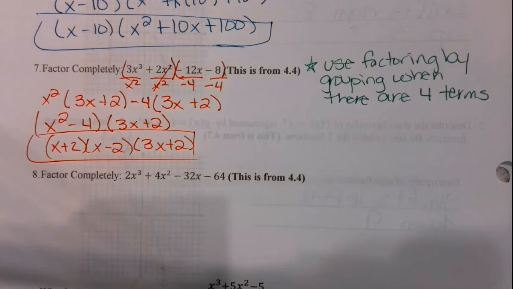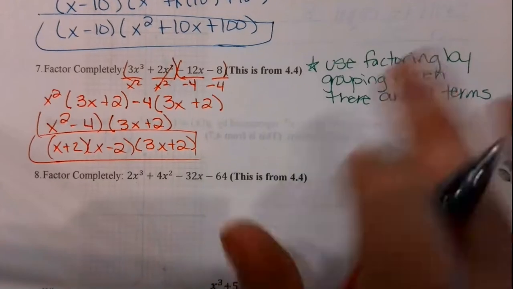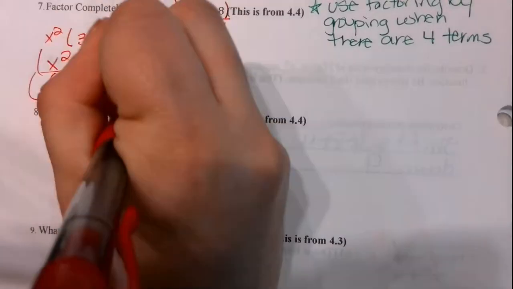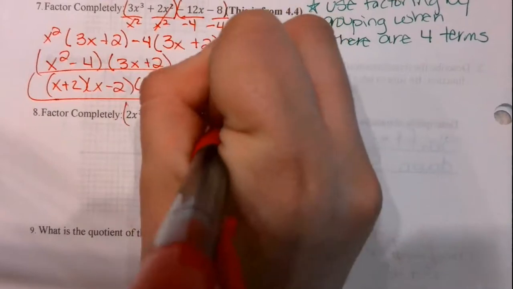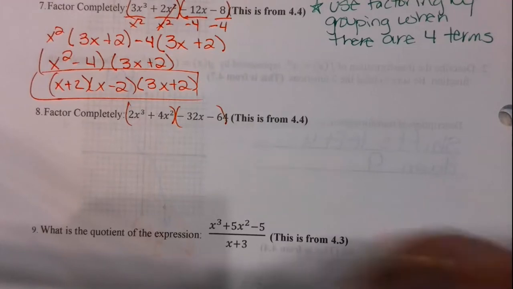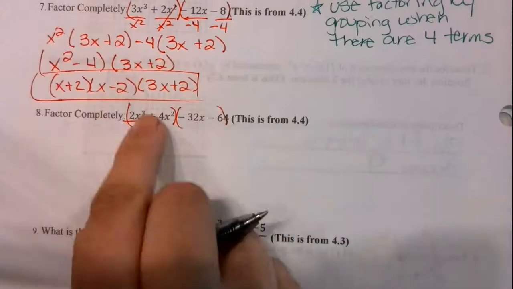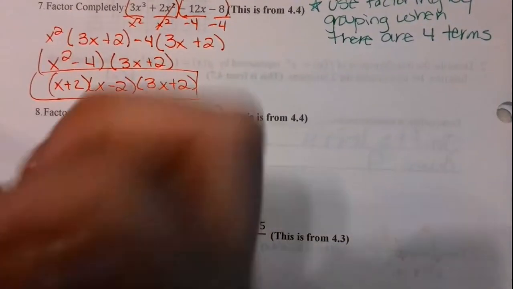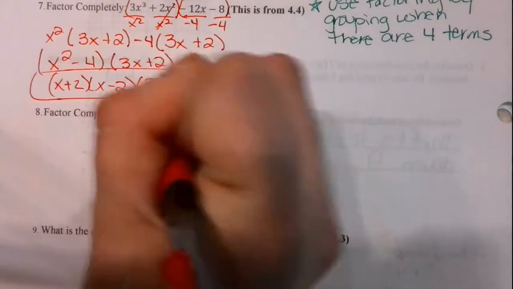Okay. Number 8 is the same thing. So I want to split it up into two groups of 2. I have this group and this group. And looking at my first group, they're both even and divisible by 2. They also have exponents, x with the exponent of 2 that can come out. So I'm going to take out 2x squared.